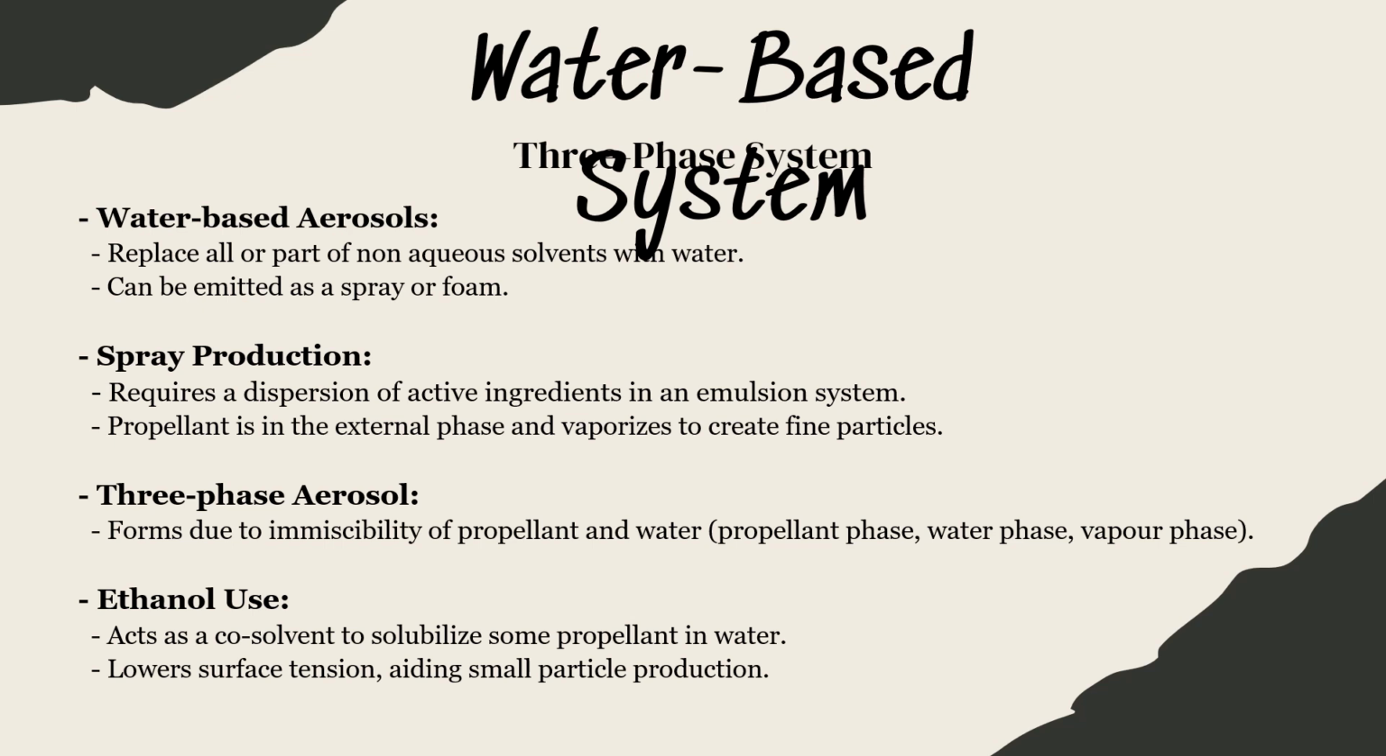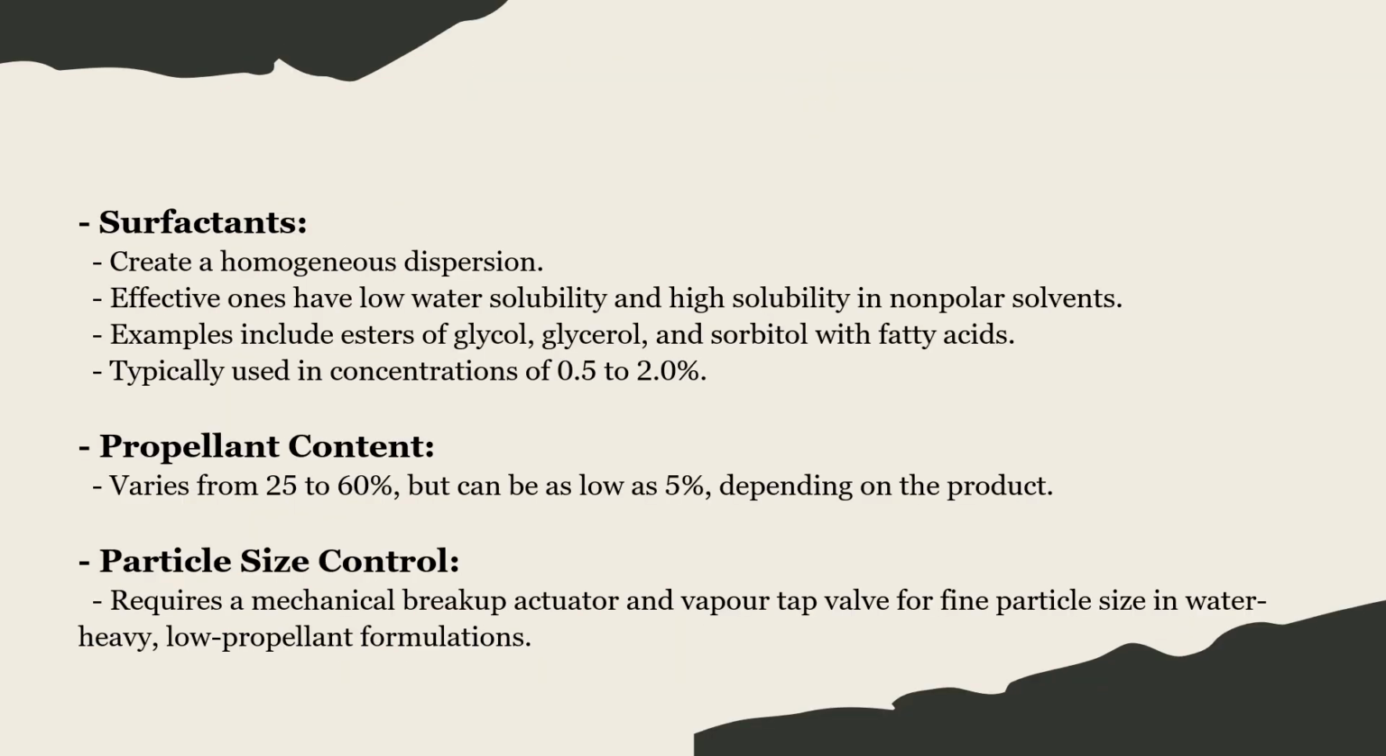Ethanol use. Ethanol acts as a co-solvent to solubilize some propellant in water, lowering surface tension and aiding smaller particle production. Surfactants create a homogeneous dispersion, typically used in a concentration of 0.5 to 2%. The surfactants can be esters of glycol, glycerol, sorbitols with fatty acids. Propellant content can vary from 25 to 60%, but can be as low as 5% depending on the product.